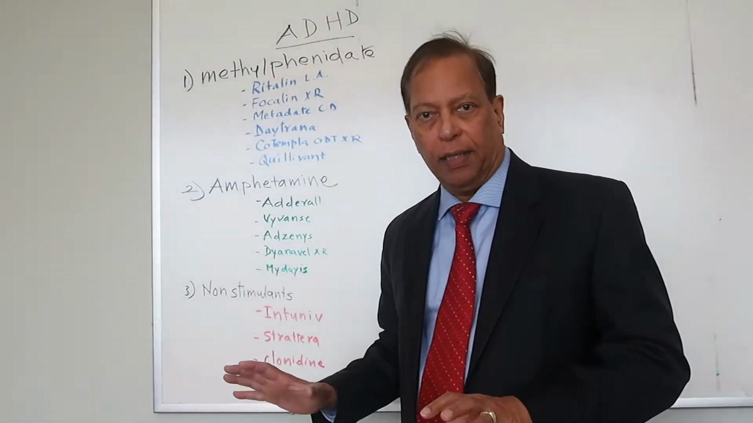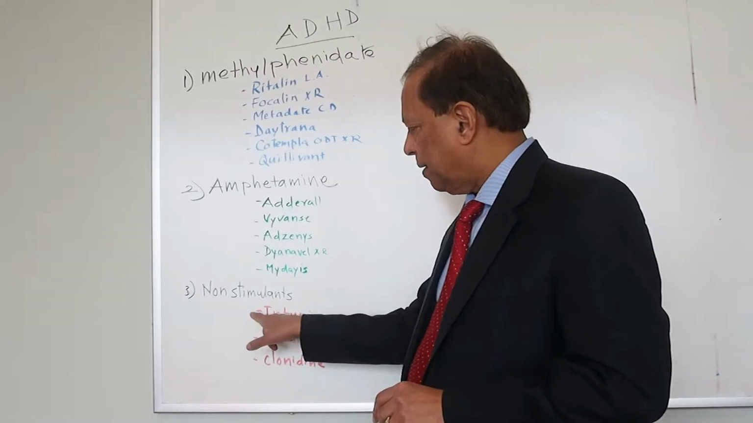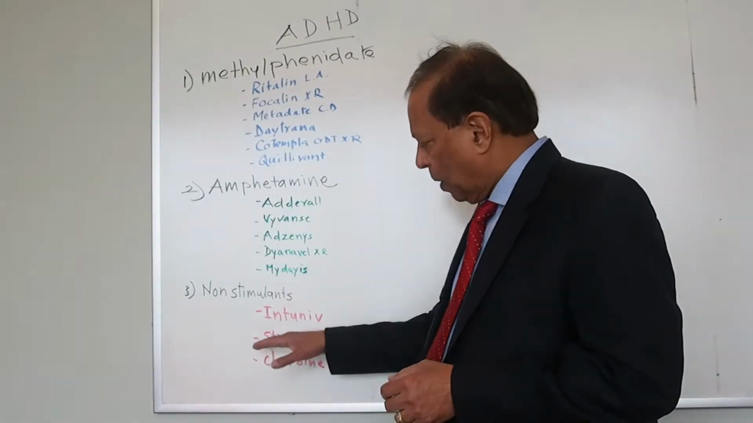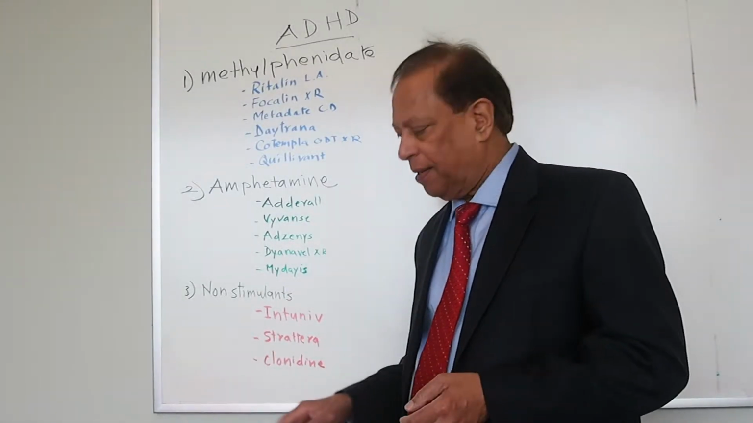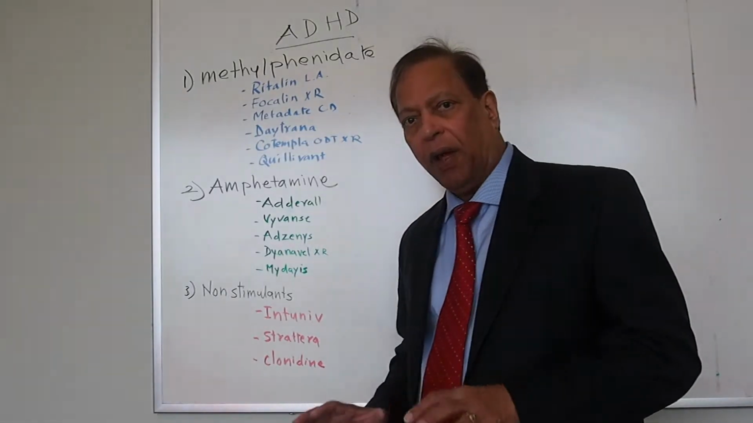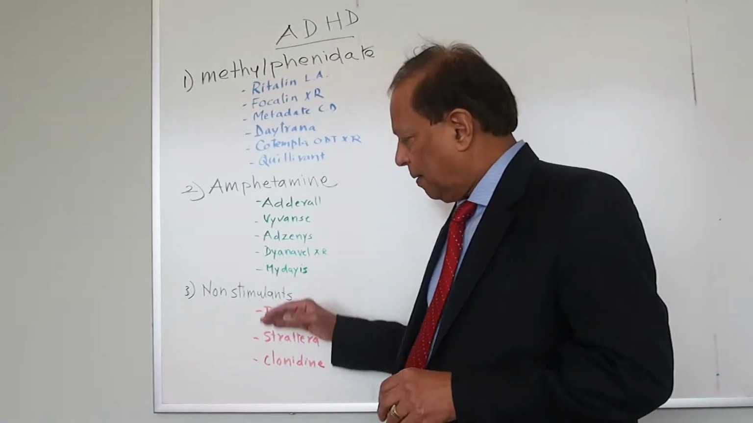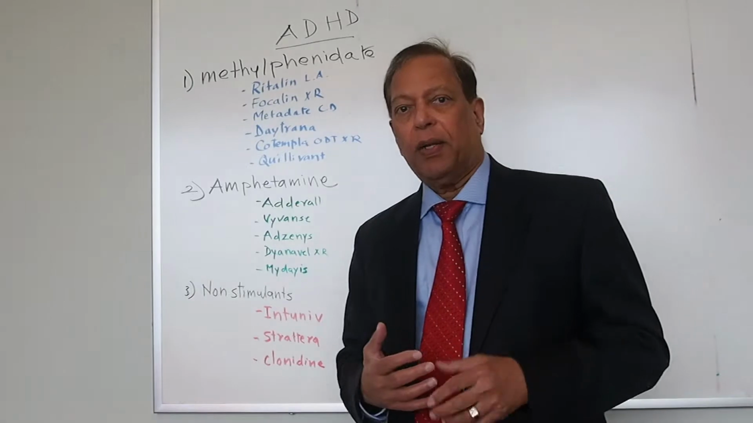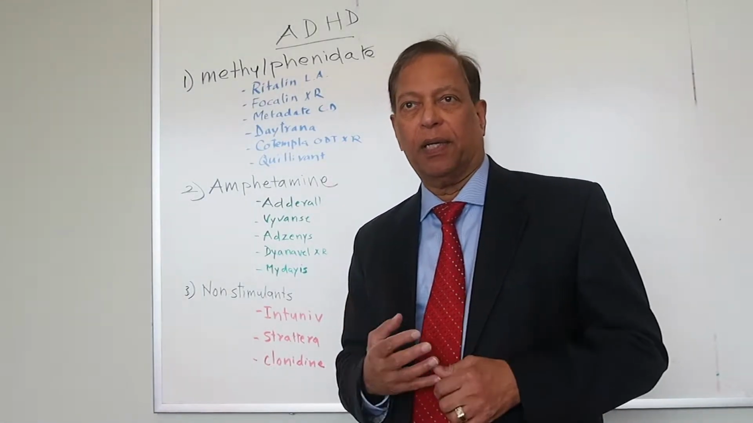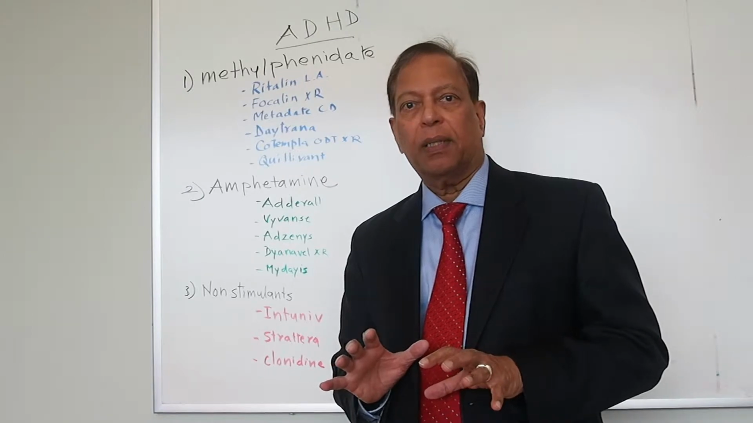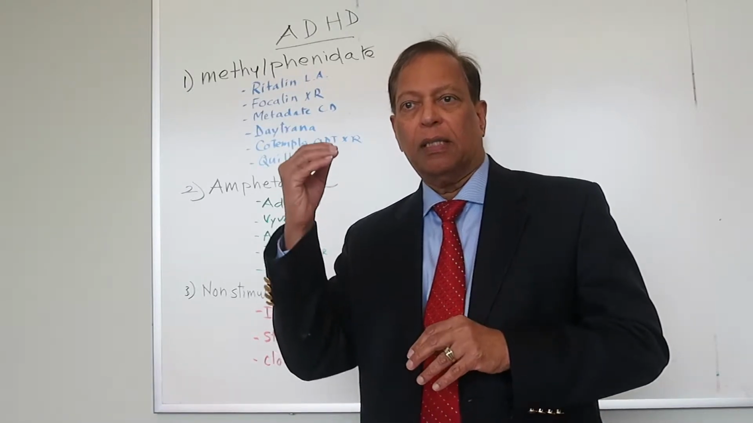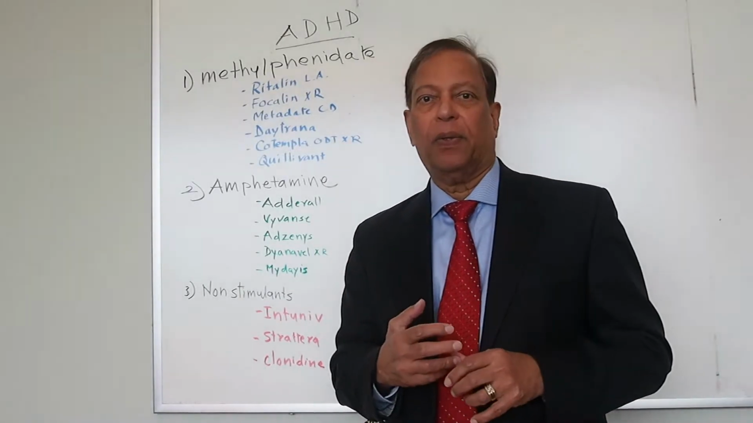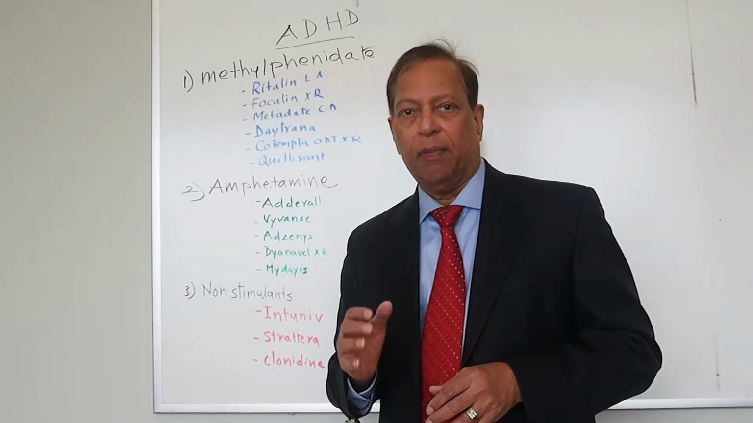They work differently. We're going to see today how they work differently. But the classic examples are Intuniv or guanfacine, or Strattera or atomoxetine, and there's also another one which we don't use that commonly, called clonidine. They work differently as compared to the stimulant group. So let's go through in a little bit of detail how they work. These medications work on brain tissue at the synaptic level, and though we don't know exactly how they work, I think the research has shown some findings that are very important for us to know.